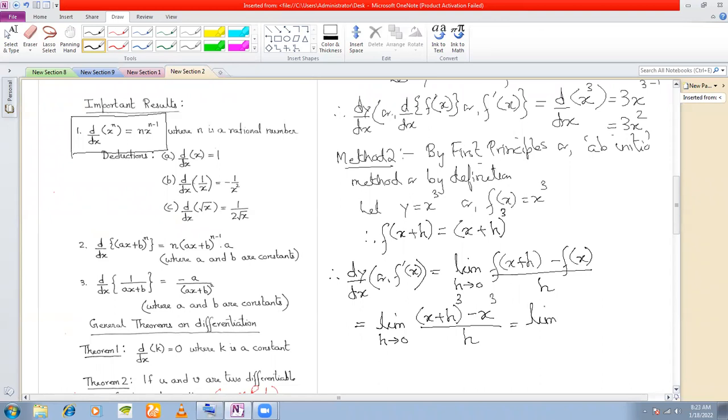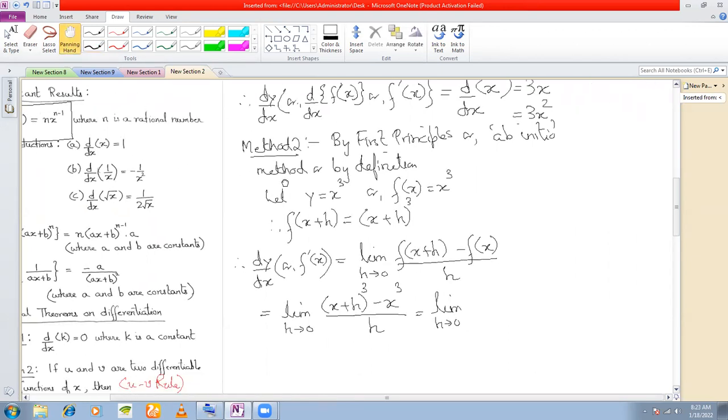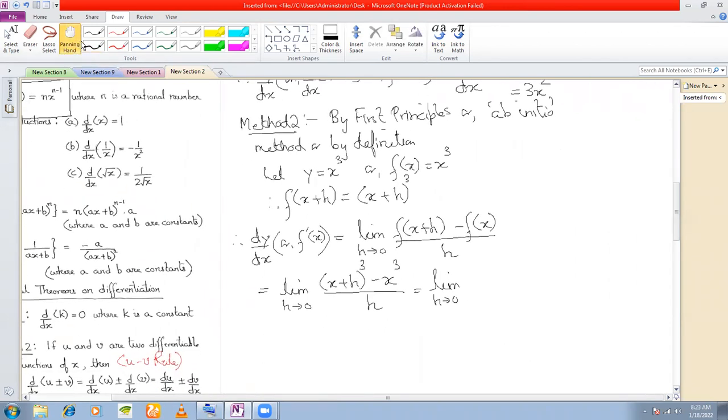Next, in order to evaluate this limit, if you put h equal to 0 directly, you will get an indeterminate form. So definitely you will have to modify this limit a little. And how do you modify? You expand the numerator by the (a plus b) whole cube form.